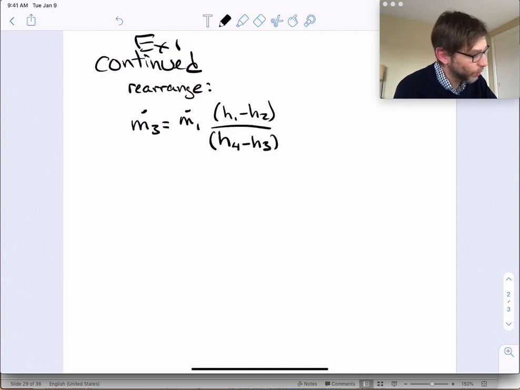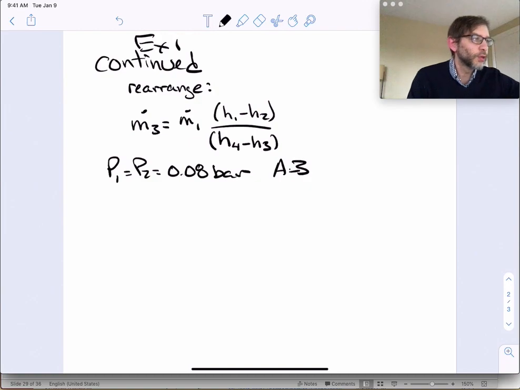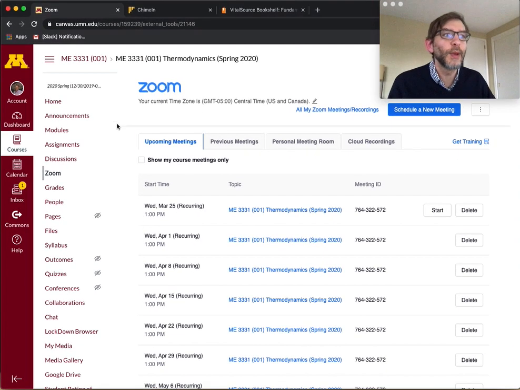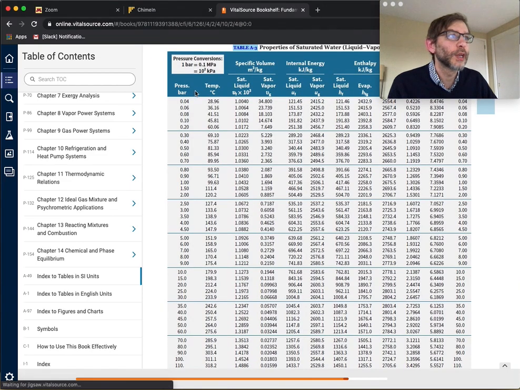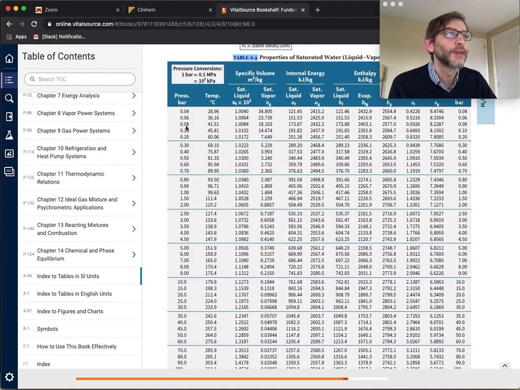So now we need to know where we are at here. If we think about P1 and P2, P1 equals P2 equals 0.08 bar. We're going to look up table A3. Let's do that here, because you may not remember how to look things up in the table. Table A3, the saturated water pressure table. Oh, goody for us that we have this.